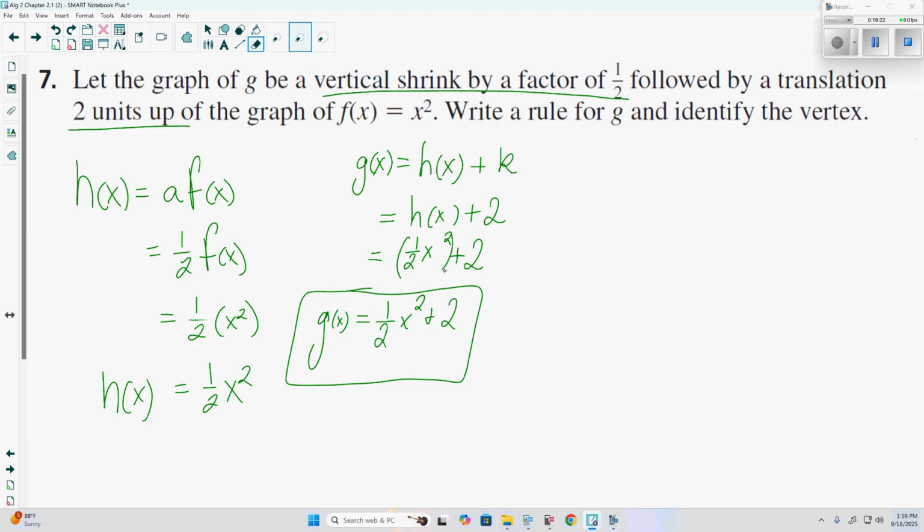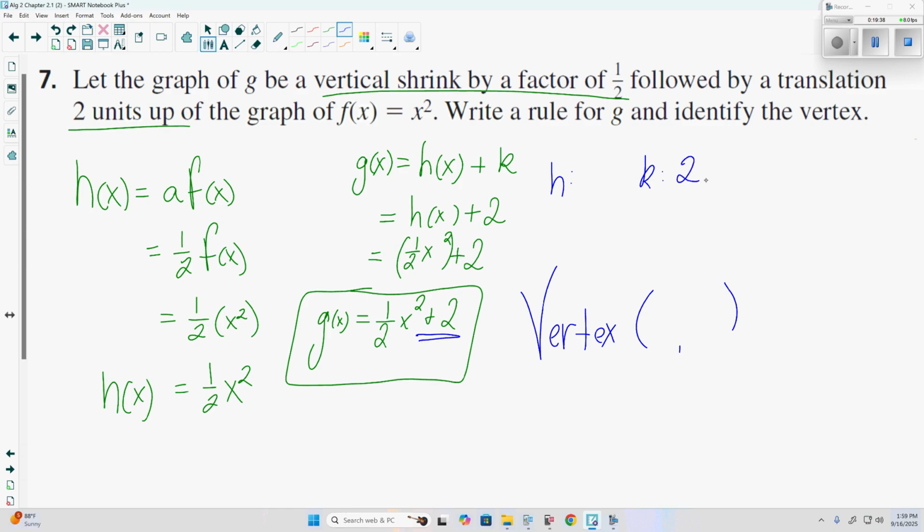Now the other part for this here is we do need to identify the vertex. So k, our number outside the parentheses, would be 2, positive 2, and h, 0, because h is going to be inside that x minus h in the parentheses. Since we don't have parentheses, the value of h is 0. The value of k is 2.